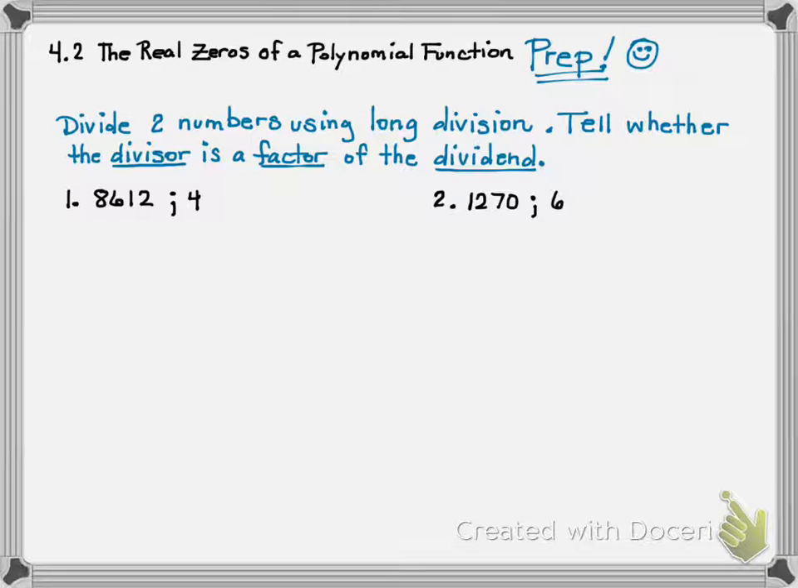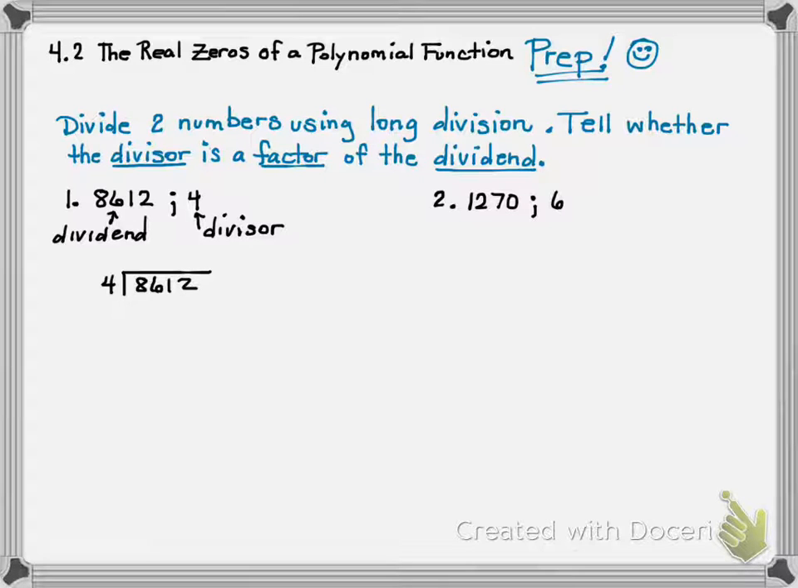Let's take this right here, this 8612 for number 1. That's actually the dividend, where the 4, that's the divisor. So basically they want to know if 4 is a factor of 8612. And the way we're going to do that just for today is we're going to do a little bit of long division. So we're going to take 4 and put it into 8612 and just kind of see what happens.